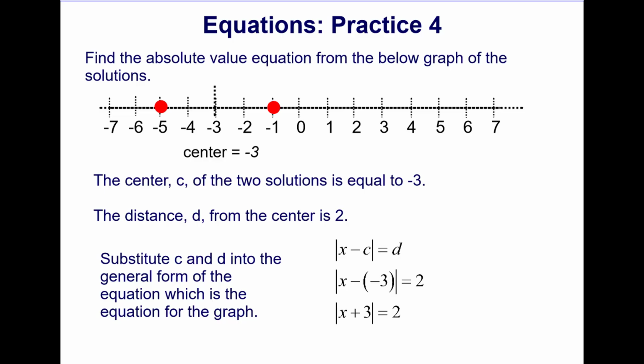So we substitute C and D into the general form of the equation, which is the equation for the graph. So starting with my general form, the absolute value of x minus C is equal to D. I substitute C with -3, D with 2, and then simplifying this, knowing that two negatives make a positive, we would end up with our final equation: the absolute value of x plus 3 is equal to 2.